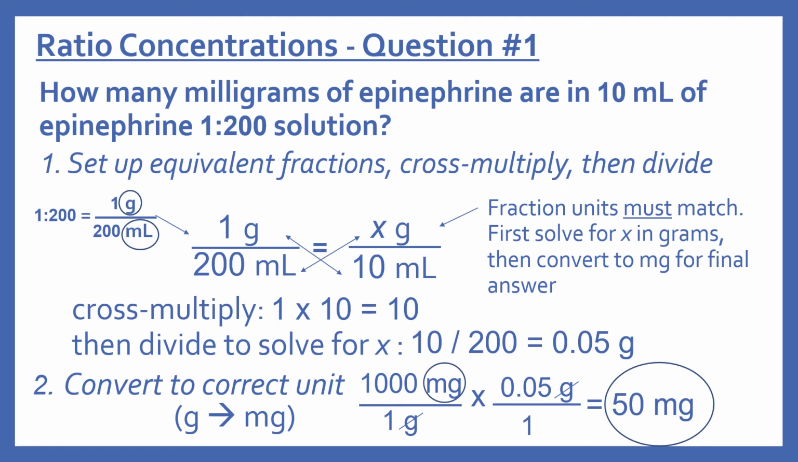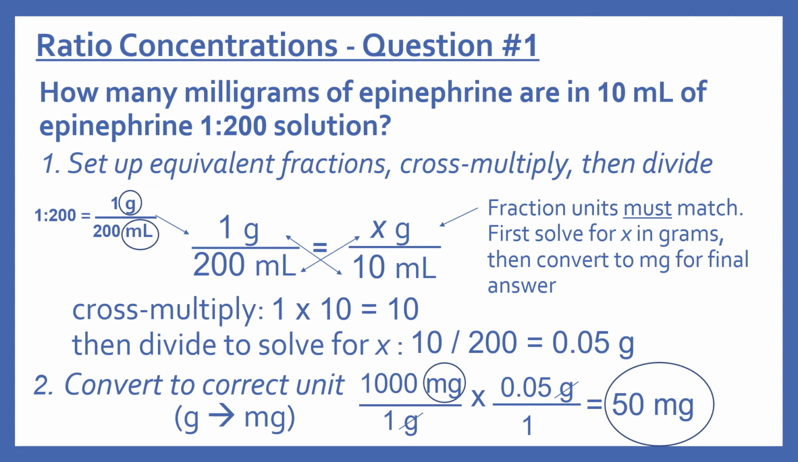So now that our equivalent fractions are set up, we'll cross multiply. 1 times 10 equals 10. Then we'll divide to solve for x. 10 divided by 200 equals 0.05 grams. Now we'll convert to the correct unit. We're going from grams to milligrams.